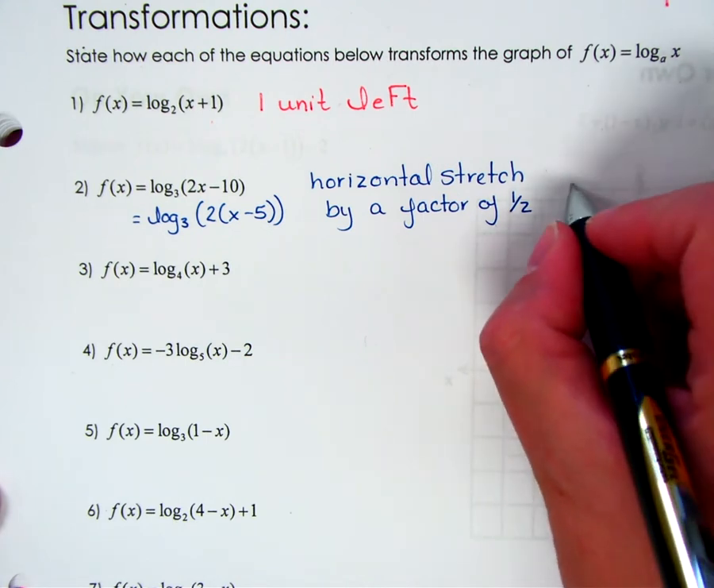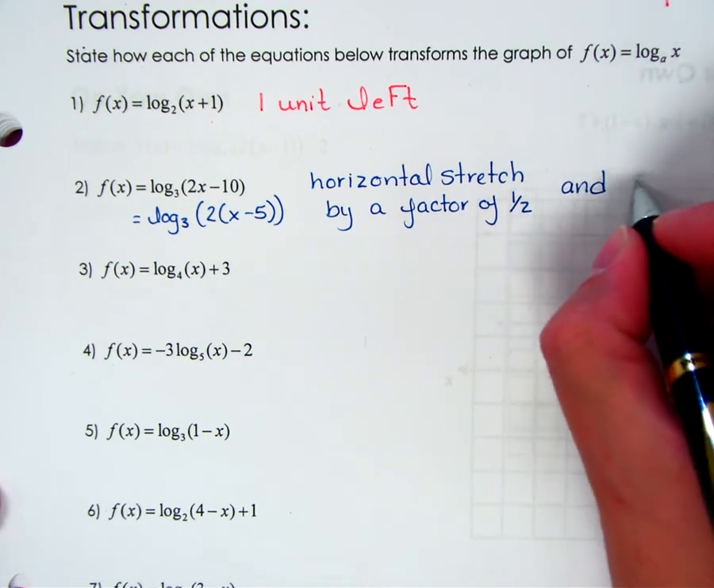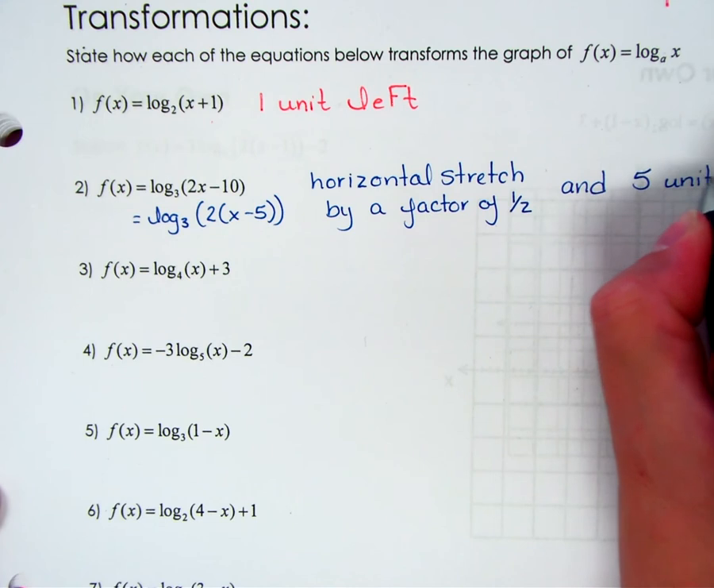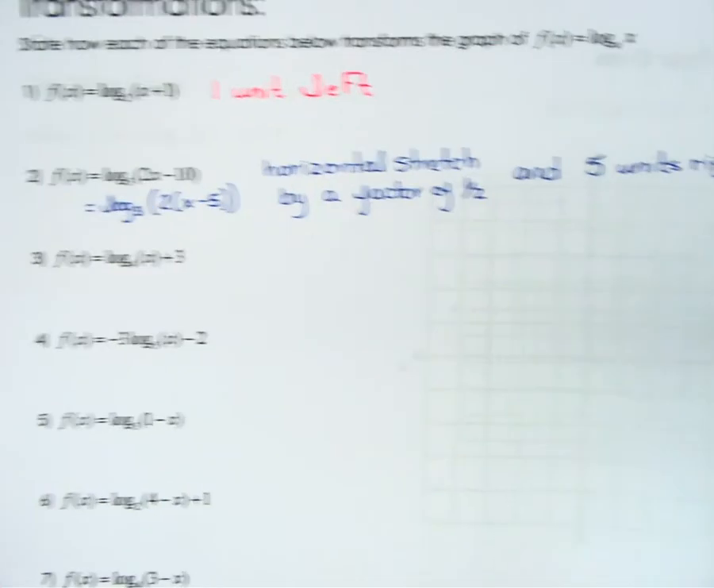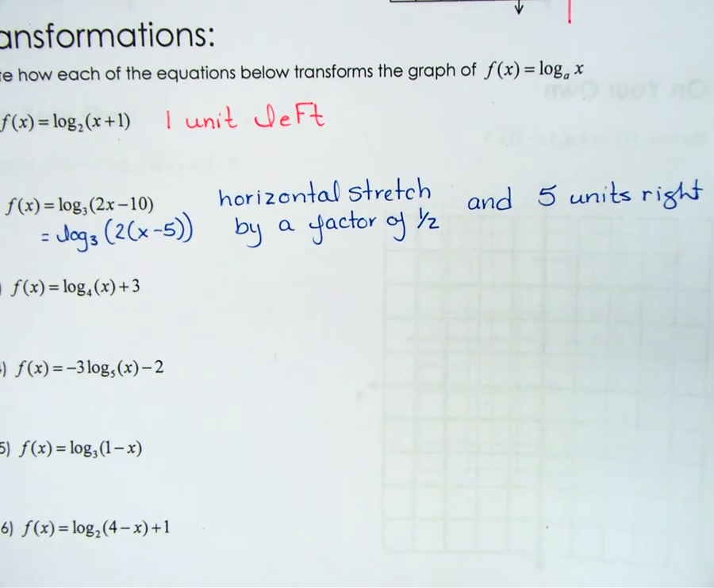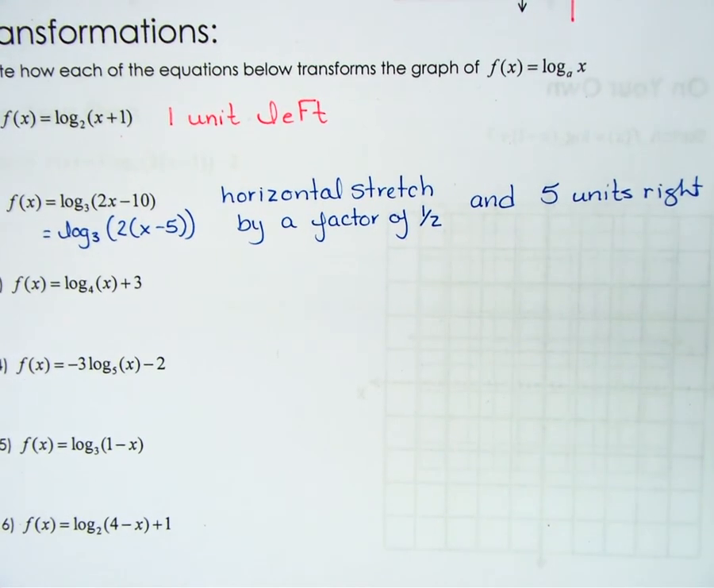And what else is happening? 5 units, right. Okay, is there anything inside the brackets with the X on that next one? No. So there's no horizontal shifts. There's no horizontal stretches. So what's that 3? Vertical shift.